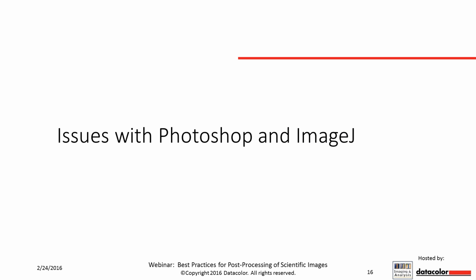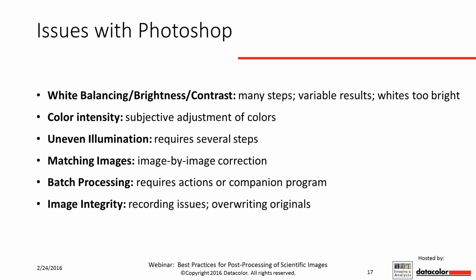So, what are some of the issues then with Photoshop and ImageJ? First of all, when it comes to white balancing and setting the brightness, I've always used a method that I call the Eyedropper Method. And one thing that has always frustrated me about the Eyedropper Method is I could never really control the brightness so that from one image to the next I could have them at a consistent brightness level. And so I've been not just a little, I've been frustrated with the variable results.